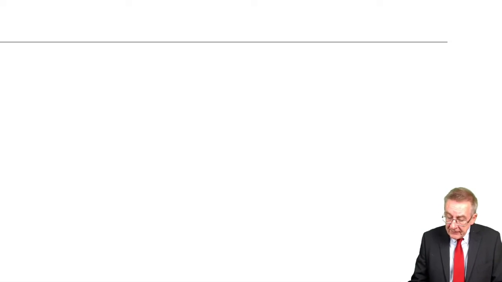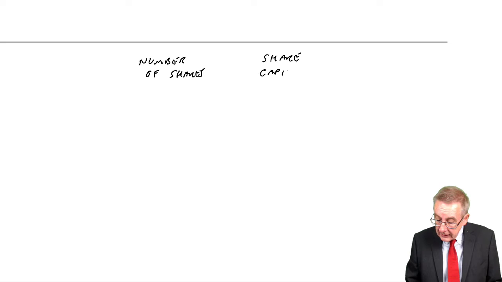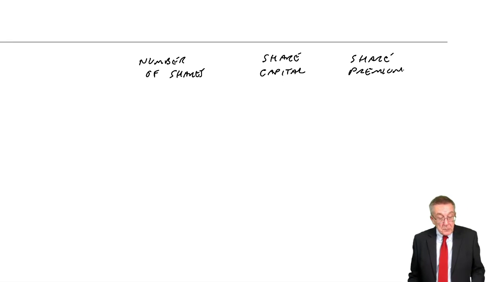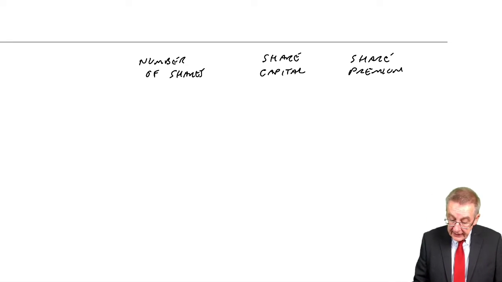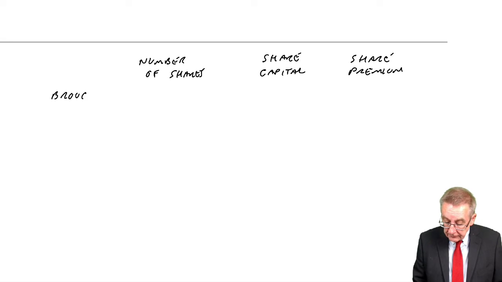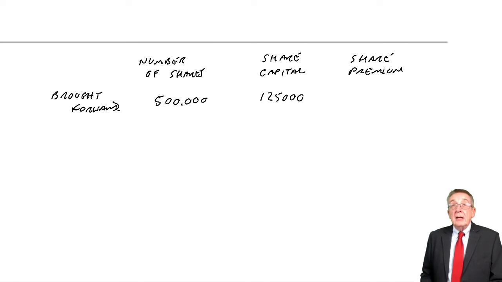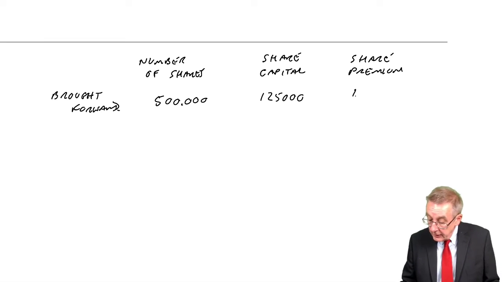I always do a little table. And I have 3 columns: number of shares, share capital account, and share premium account. Well, we know how we started the year. At the end of 2004, the beginning of 2005, brought forward, there were 500,000 shares. The total share capital at 25 cents, 125,000. And the total share premium, the extra they'd paid at some stage, 100,000.